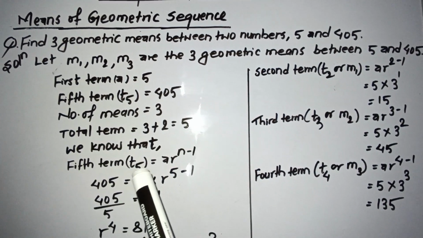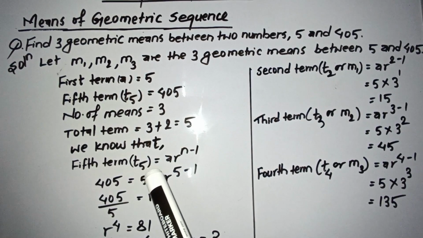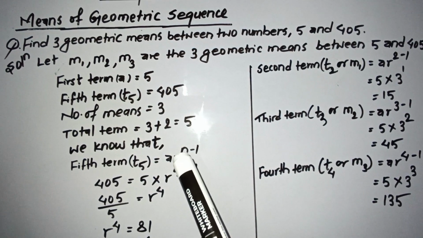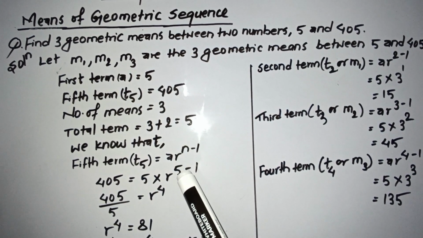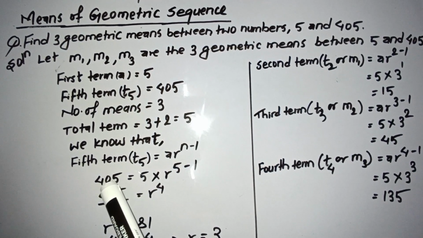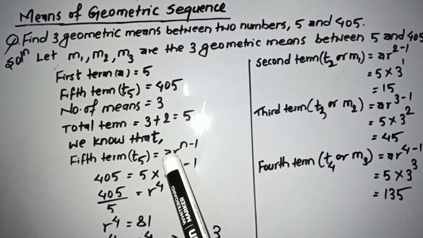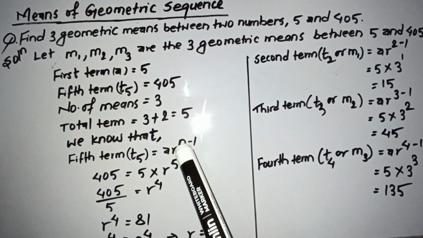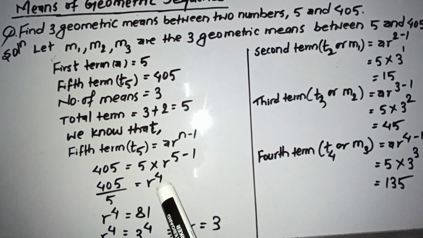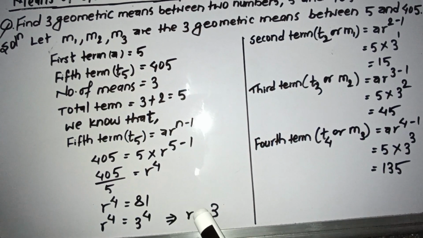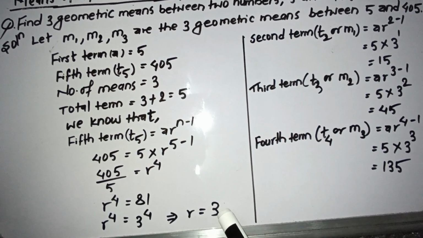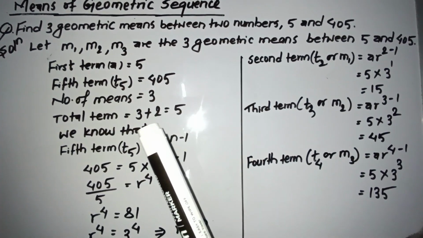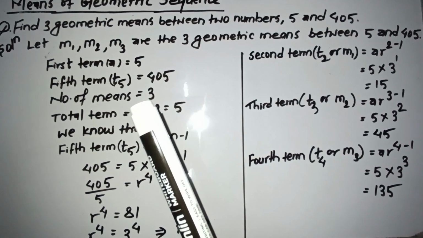We know that the fifth term t5 is calculated as a r power n minus 1, where we substitute n equal to 5. We have already been given in the question that 405 is our fifth term, which is equal to a, the first term 5, multiply r, the ratio, to the power 5 minus 1. Then we calculate this and we get r is equal to 3, which is our ratio. Now we are going to calculate the 3 means.